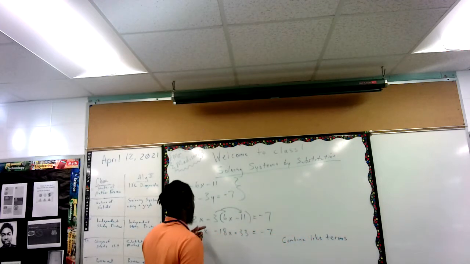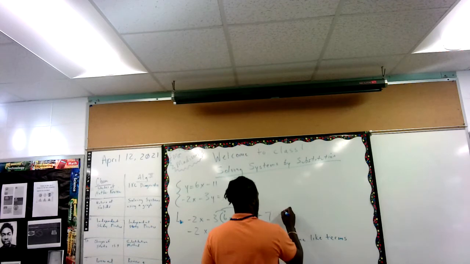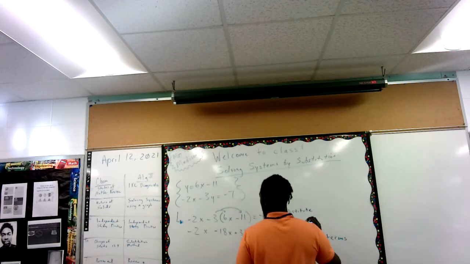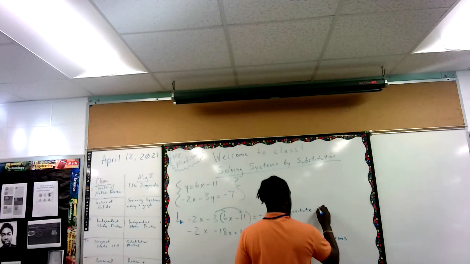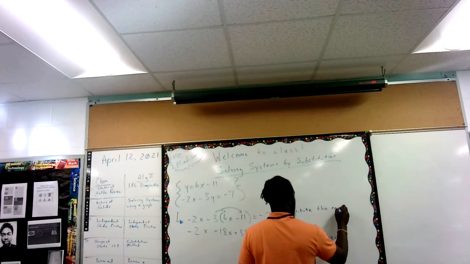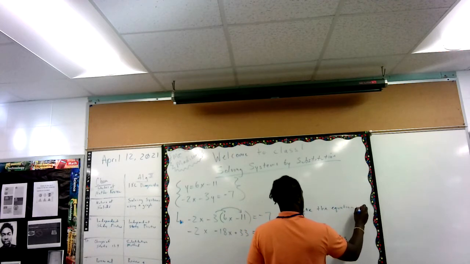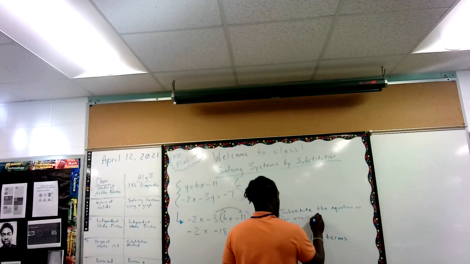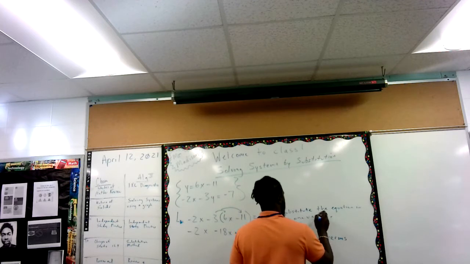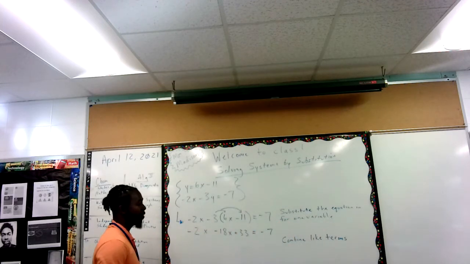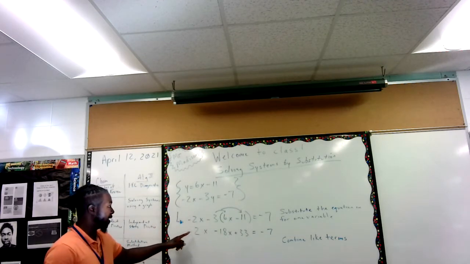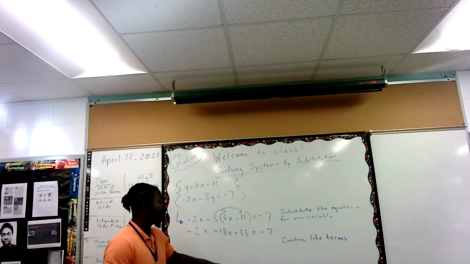So that first step was to substitute the equation in for y. And y is a variable, so that's why I said substitute in the equation in for one variable. Then we combine like terms. So what are the like terms here? So let's look at everything. Negative 2x, negative 18x, 33, and then the negative 7 on the other side of the equal sign.